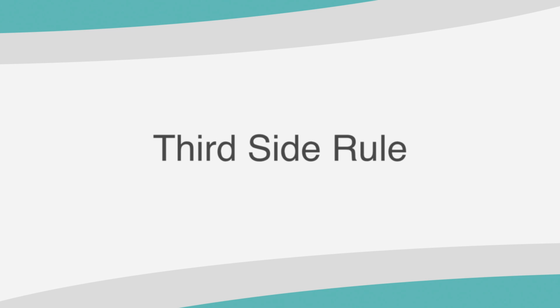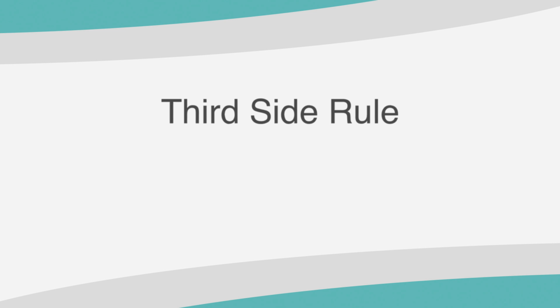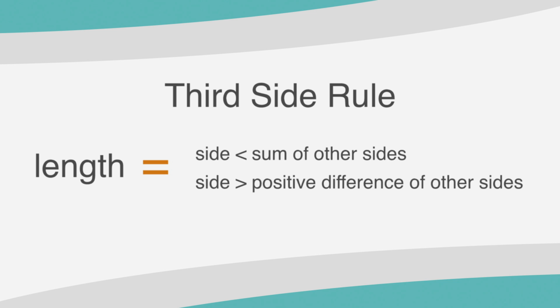All right, now let's talk about one last rule, the third side rule. This is a rule that applies to all types of triangles, so it's definitely a keeper. The third side rule just tells us that for any side of a triangle, its length must be somewhere between the sum of the other two sides and the positive difference of the other two sides. Let's take a look at a triangle and see what this means.